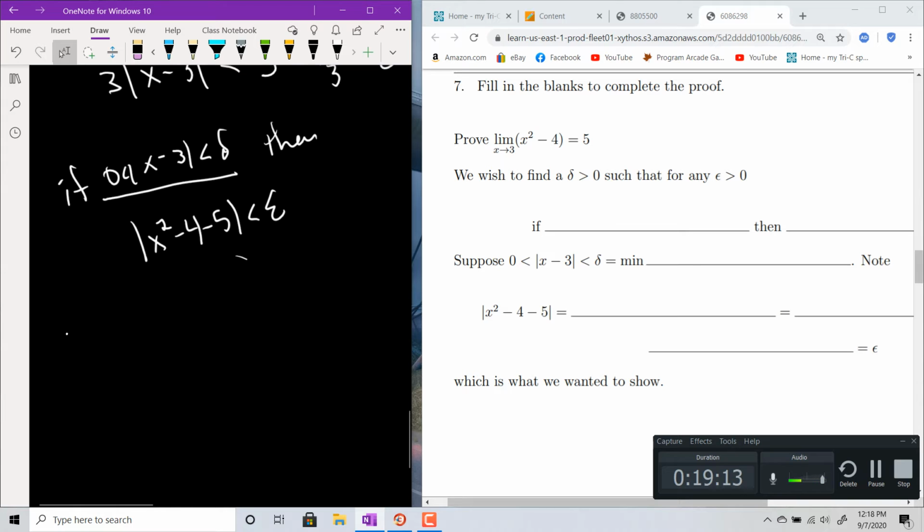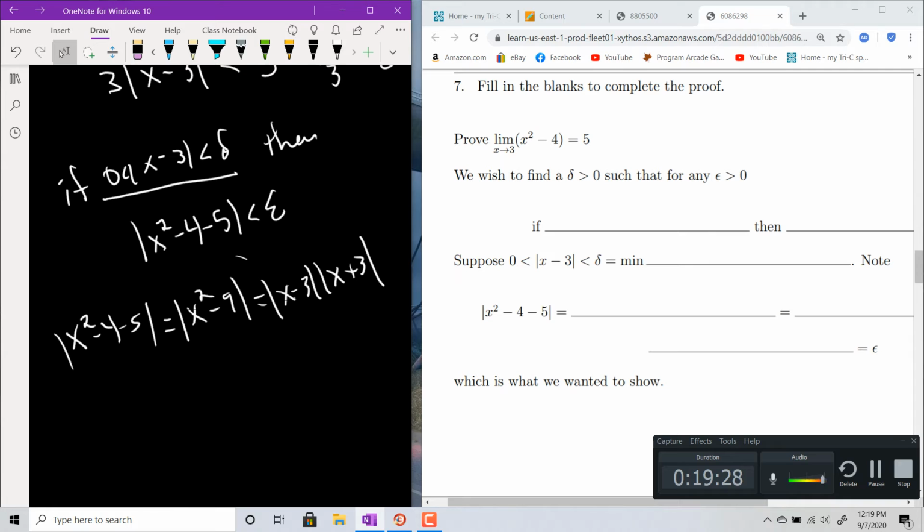it's a back engineering thing, so it's x squared minus 4 minus 5. Okay, and we note that's the same as x squared minus 9, and then we can factor that, x minus 3 times x plus 3. And because of this variable expression, right, if we tried to solve for x minus 3, it wouldn't quite work. We would have epsilon over x plus 3. We can't have a variable epsilon, okay?